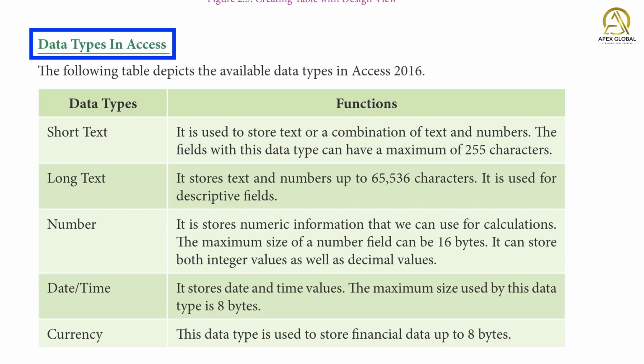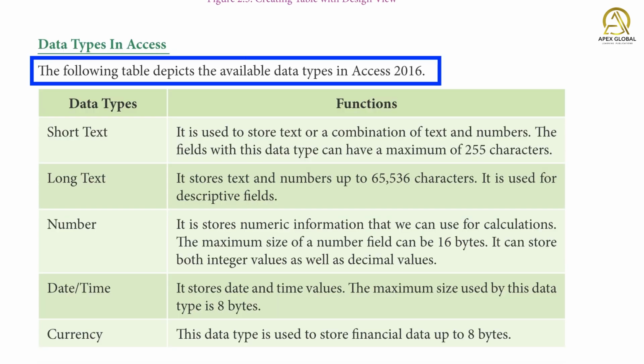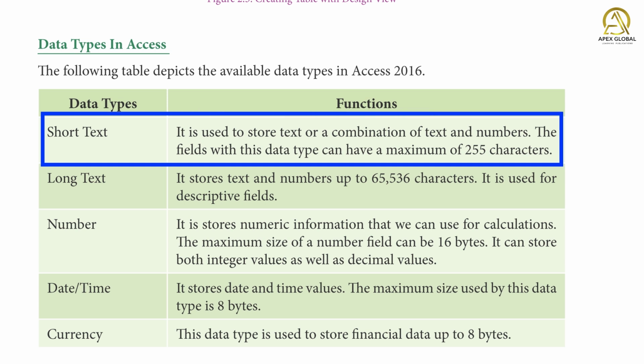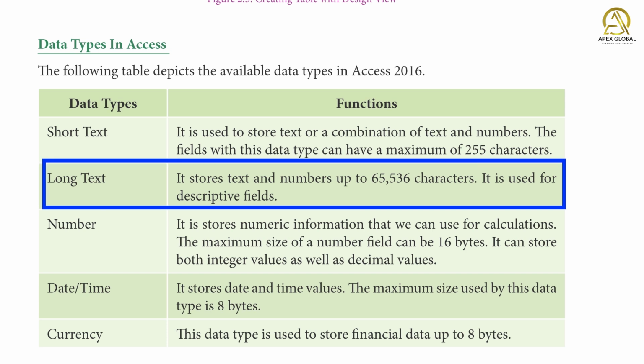Data types in Access. The following table depicts the available data types in Access 2016. Data types, functions. Short text. It is used to store text or a combination of text and numbers. The field with this data type can have a maximum of 255 characters. Long text. It stores text and numbers up to 65,536 characters. It is used for descriptive fields.